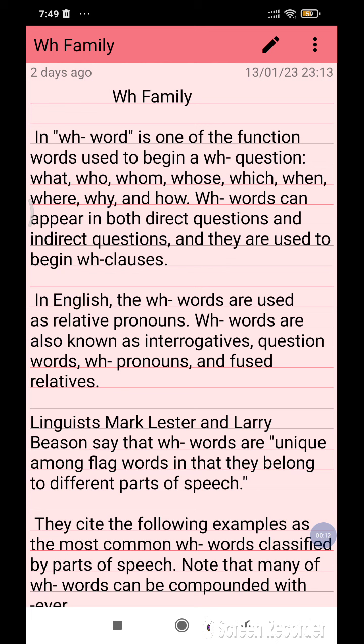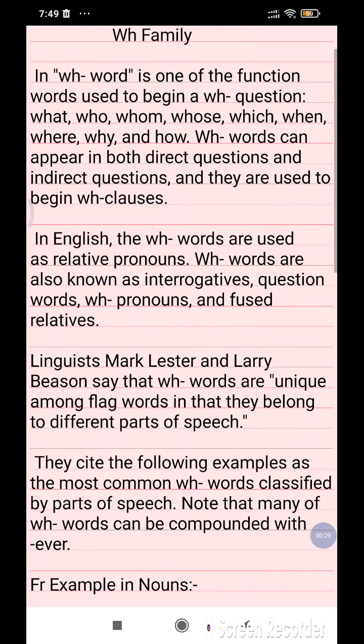Today I'm going to discuss the most important topic, which is all about the WH family. The WH family contains words used to form WH questions: what, who, whom, whose, which, when, where, why and how. WH words can appear in both direct questions and indirect questions. They are used to begin WH clauses.